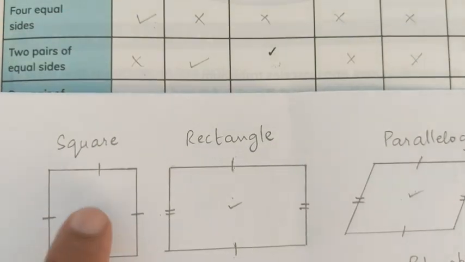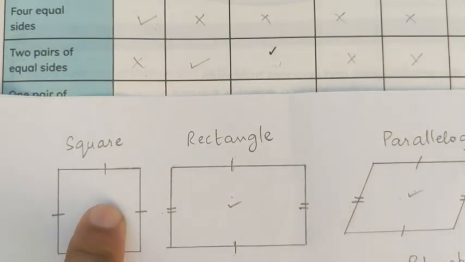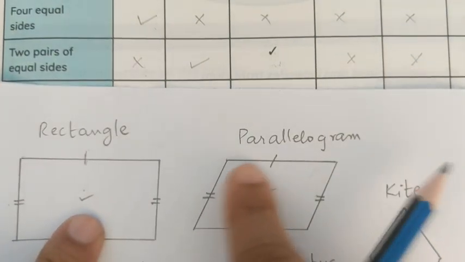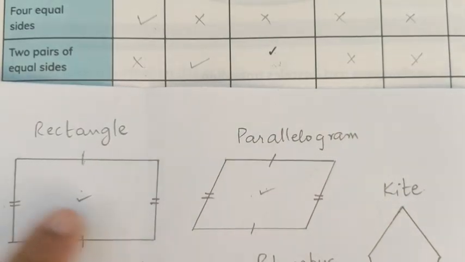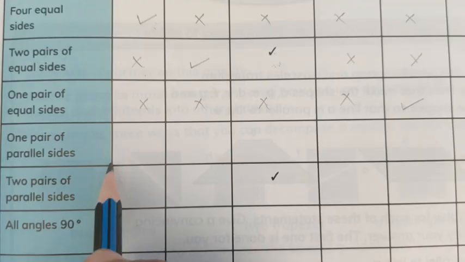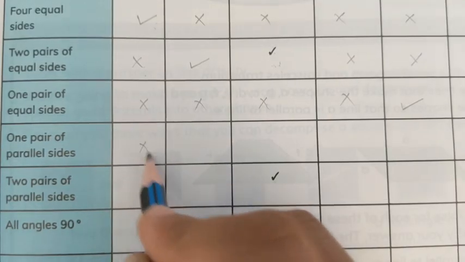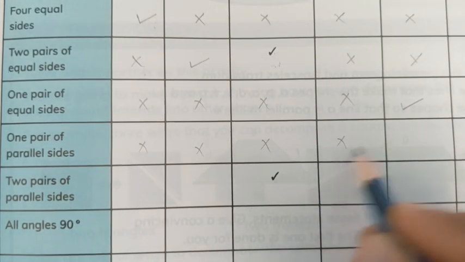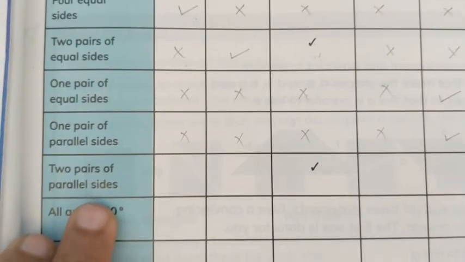Apart from that, we have two pairs of parallel sides in a square, in a rectangle, in a parallelogram, and in a rhombus. In all these four figures we have two pairs of parallel sides. So when we talk about one pair of parallel sides, it's only found in the isosceles trapezium. That's all. Okay.